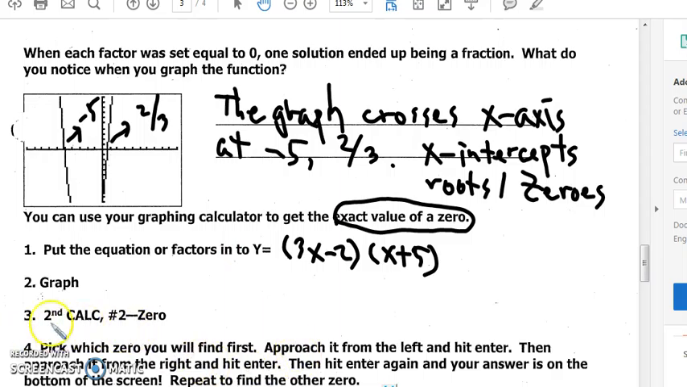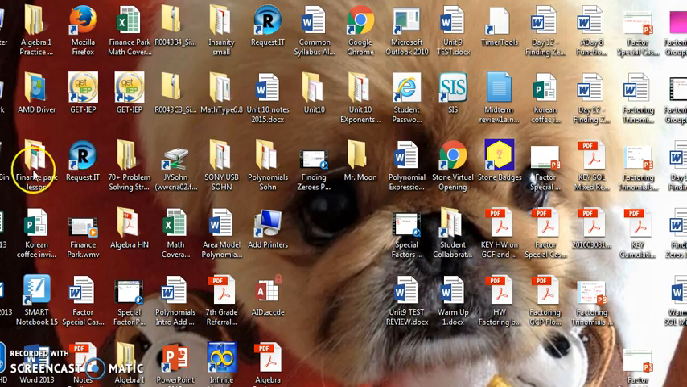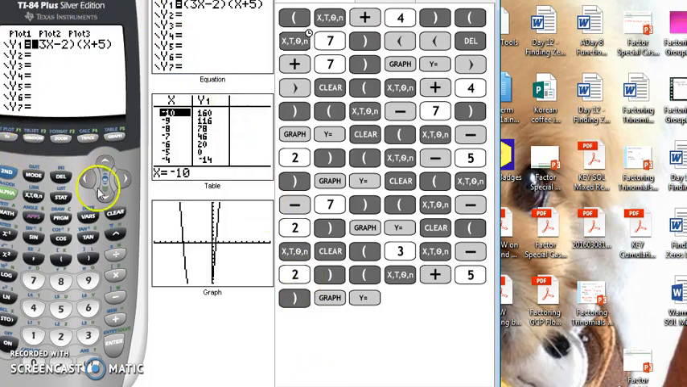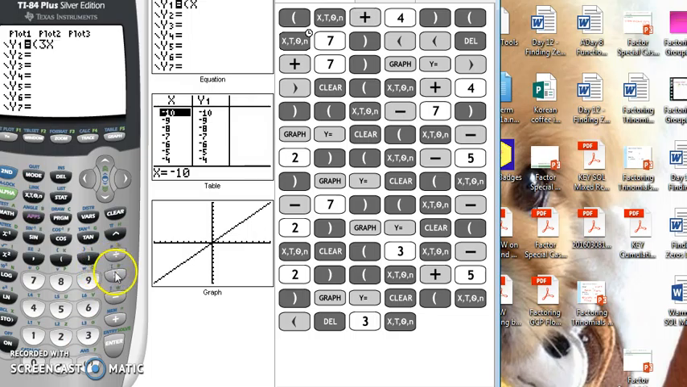So what you're going to do is go to your graphing calculator and do that, and then hit graph, and you're going to hit second calculate, and number 2 is zero. So I'll show you the steps. So go to your graphing calculator, go to y, and then we actually had that, right? 3x minus 2.